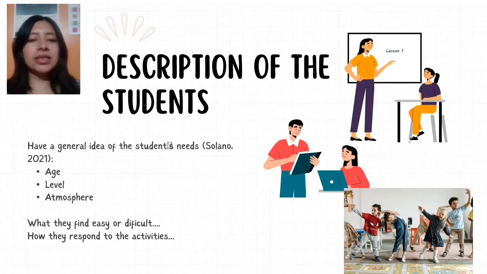The first one is the description of the students, which means here we are going to have a general idea of what kind of students we are going to teach and what necessities we need to cover based on their age, the level, and the atmosphere that we are going to work in. Also, we are going to identify what students find easy or difficult and how they respond to certain activities.